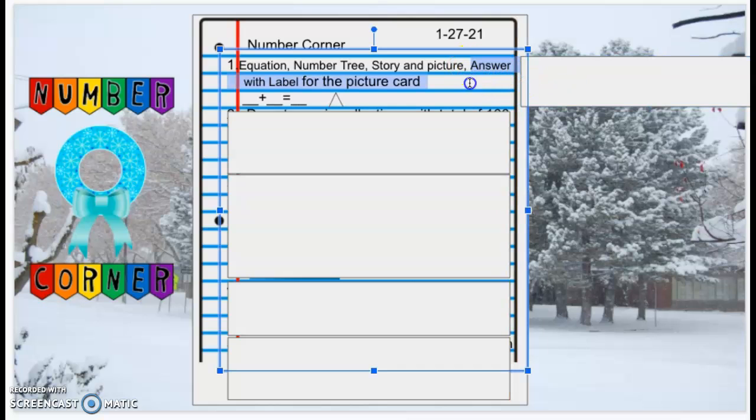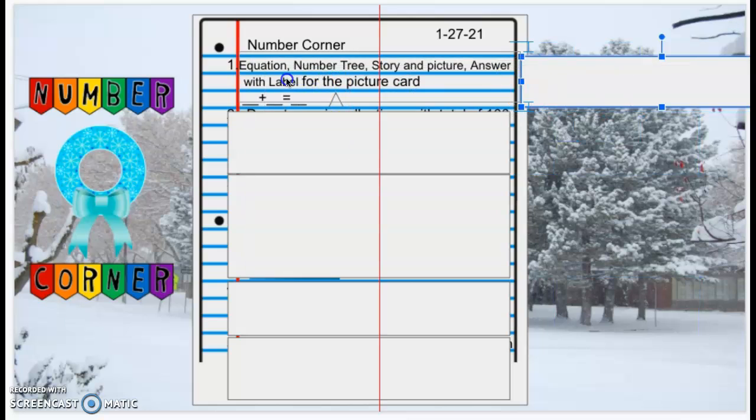The last thing you need is an answer with a label. So you're going to solve this equation. And in this case, you made your own topic, so your label would match the topic that you chose. Press pause if you need more time for number one.